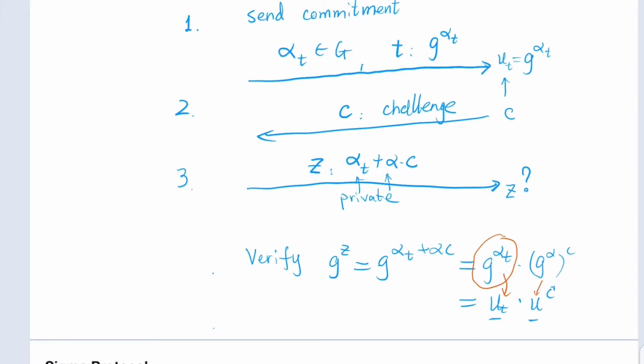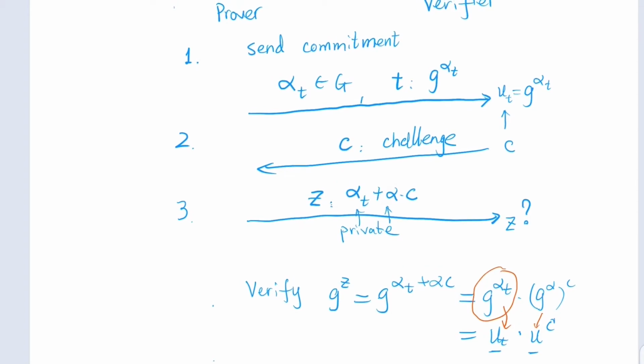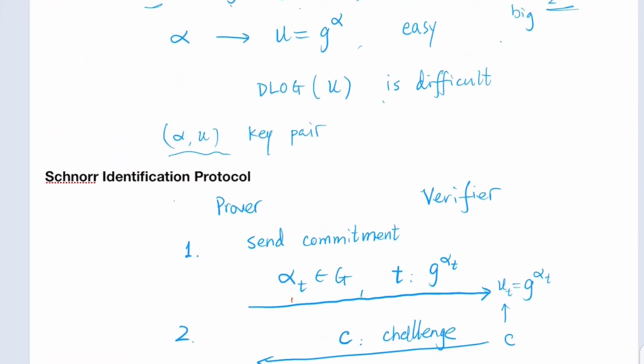Now because we assume the discrete log is difficult, even if somebody watches all these messages, they couldn't figure out the value of alpha T or alpha. So in other words, they can observe, but they cannot break the system. If you send another challenge, they are not able to answer with this Z value. This is secure based on the assumption that discrete log is difficult.